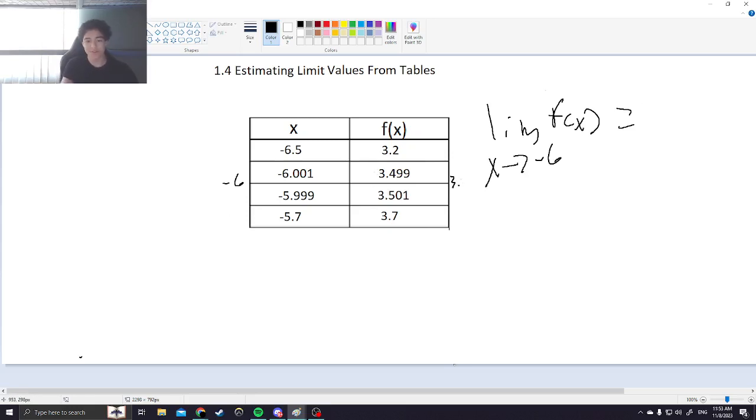So this table concept is pretty easy. You're just looking at the table and looking at the number that's in between and that is getting closer to on both sides.